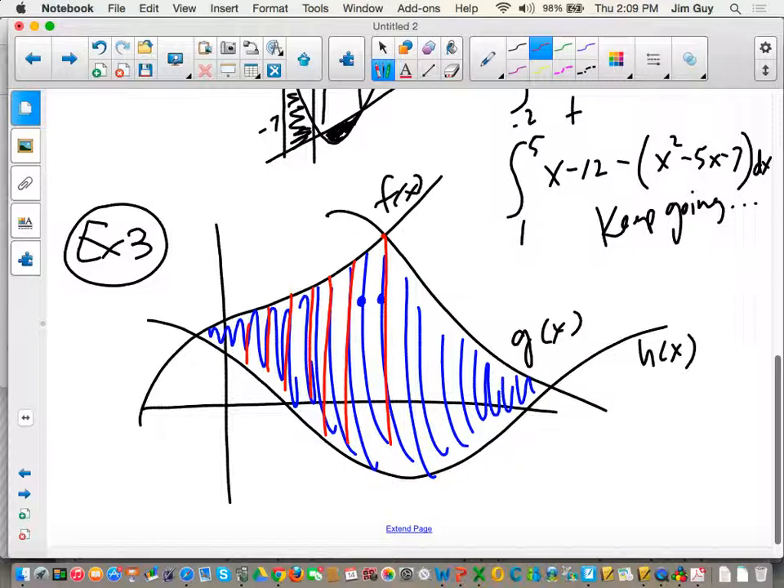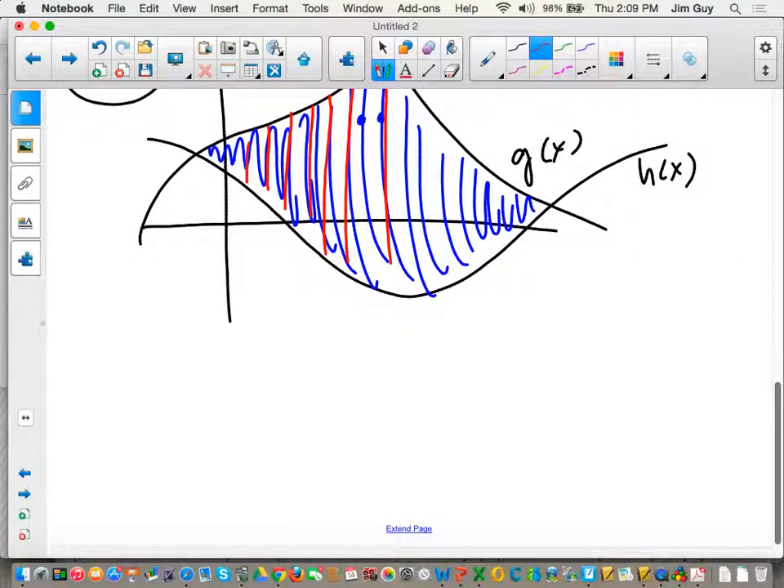So, are we all good with this? You seeing how this is going to work? Integral, and we'll call this A. We've got to figure out B and C. So from A to B, the top was f of x, and this is h of x.